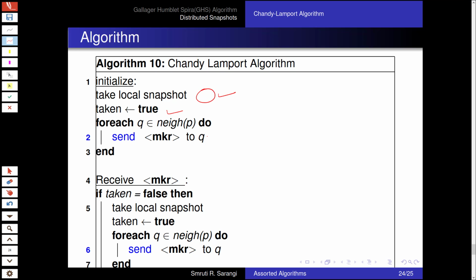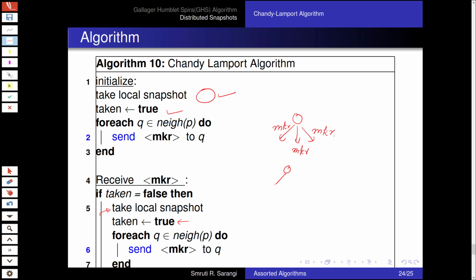So the algorithm is like this: we take a local snapshot, set taken to true, and for each of our neighbors we send a marker. Then what happens when a marker is received? If taken is equal to false, meaning a snapshot has not been taken, then the receiving node takes a local snapshot and sets taken to true. Again, for each of its neighbors, it sends the marker.